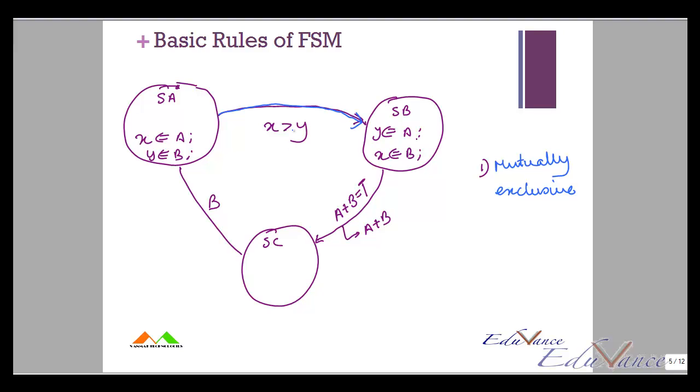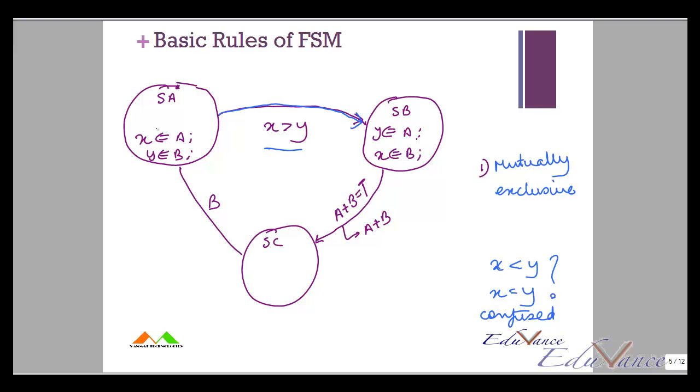So if my x is greater than y, my state machine must go from state A to state B, which is fine. But what if x is less than y or x is equal to y? Then what? Then my state machine is confused because I have not mentioned this here at all.